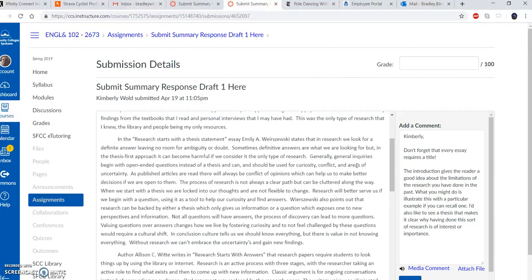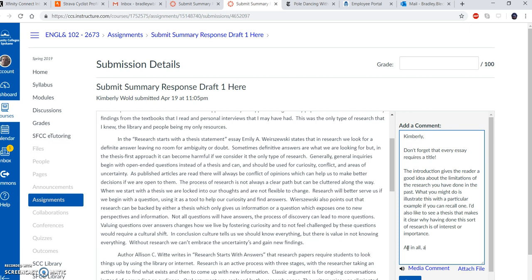Valuing questions over answers changes how we live by fostering curiosity, and to not feel challenged by these questions would require a cultural shift. In conclusion, culture tells us we should know everything, I wish, but there is a value in not knowing everything, because none of us does. Without research, we can't embrace the uncertainty and gain new findings. So generally speaking, a good assignment.